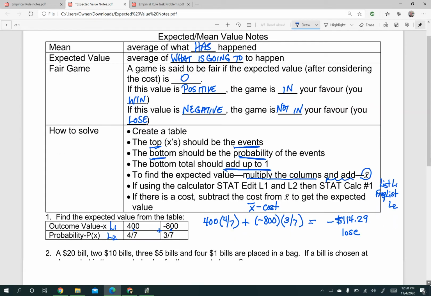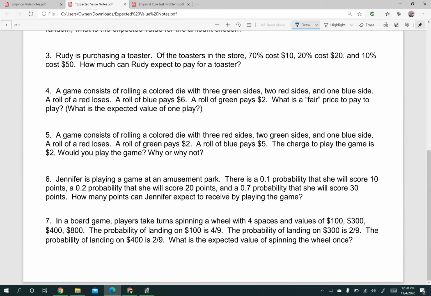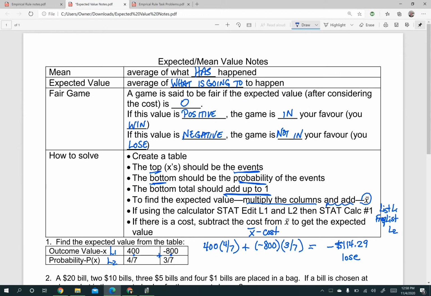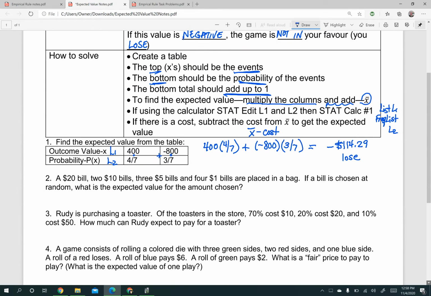So number 2, it says a $20 bill. So let's talk about what we have here. We have a $20 bill, and it says a $20 bill. That means there's only one. We have 2 $10 bills. We have 3 $5 bills and 4 $1 bills.